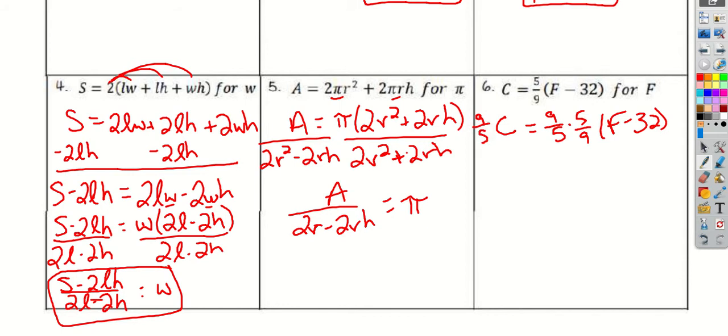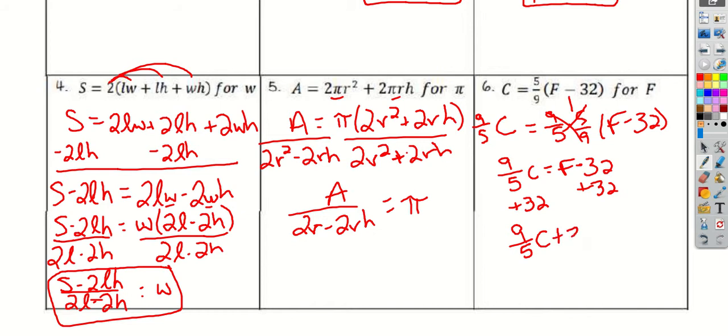Really, 9 times 5 is 45, and 5 times 9 is 45. This whole thing just becomes 1, okay? So that goes away, essentially. So I get left with 9 over 5c is equal to f minus 32, and then we'll just add 32 to both sides. So I get 9 over 5c plus 32 is equal to f.